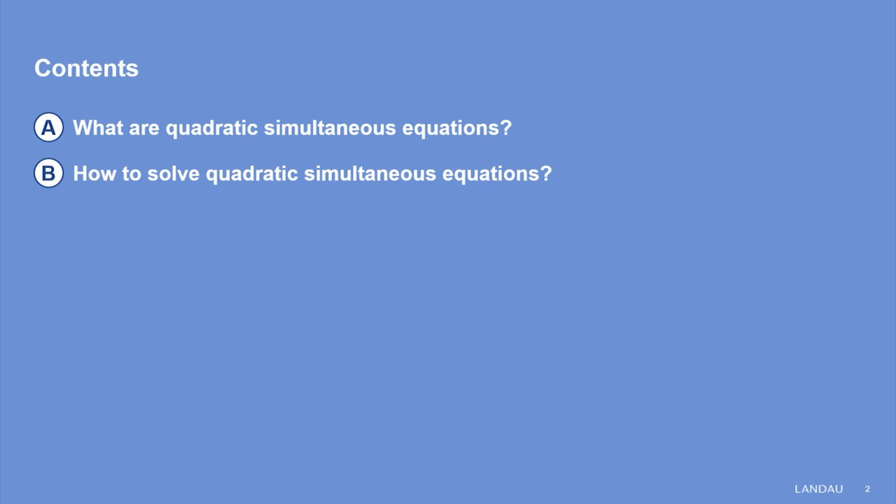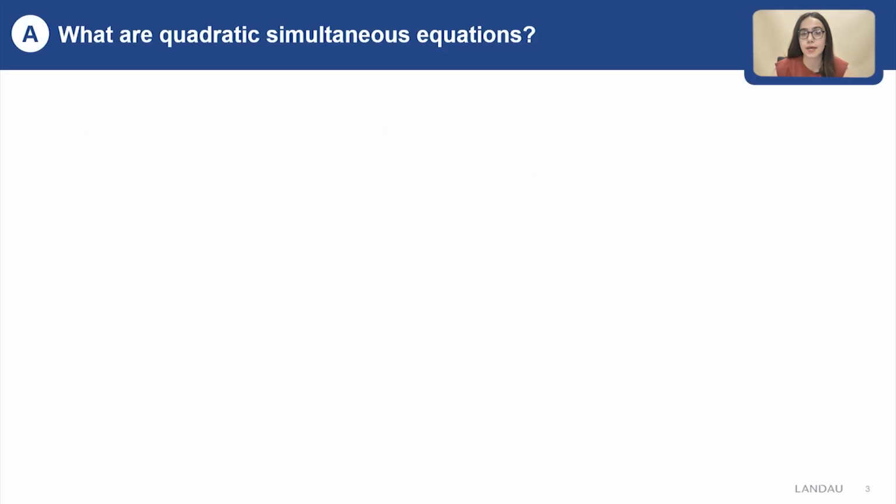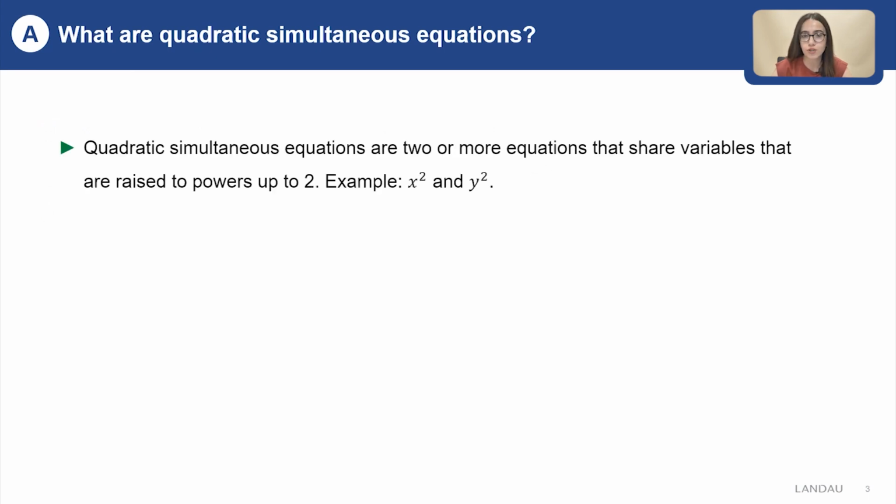Let's begin. Firstly, we will discuss what quadratic simultaneous equations are and which properties they have, and then we will learn how to solve quadratic simultaneous equations, and of course we will solve different questions to ensure your better understanding of this topic. Firstly, let's start with the meaning of quadratic simultaneous equations. Quadratic simultaneous equations are two or more equations which share variables that are raised to the power 2. For example, x squared or y squared.